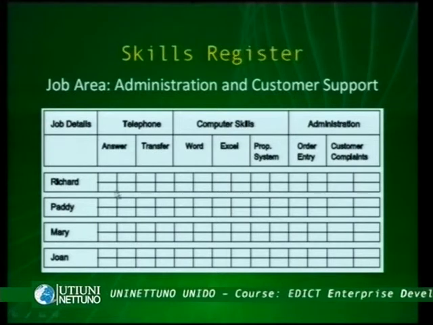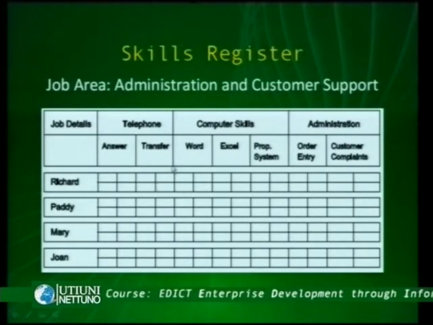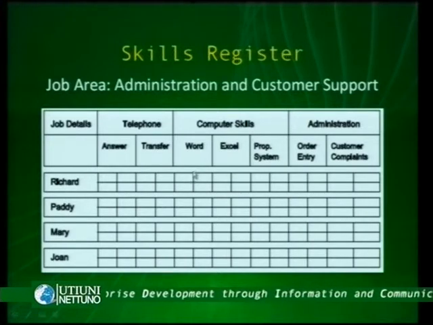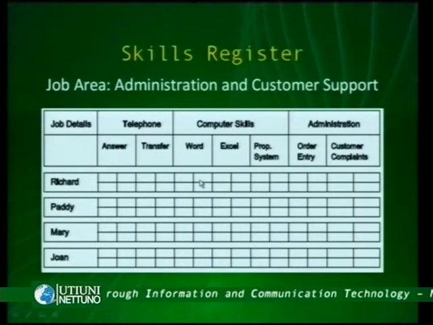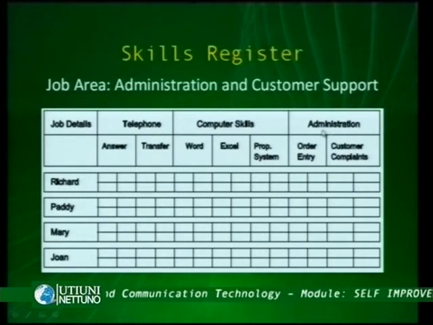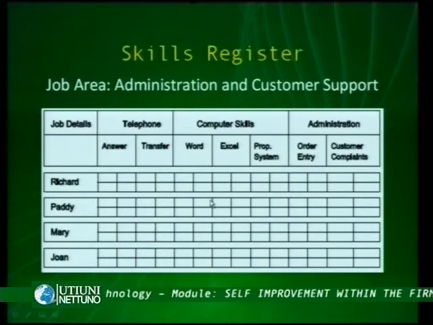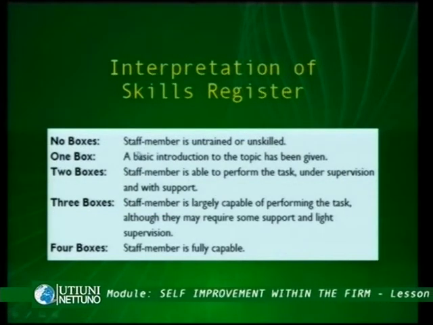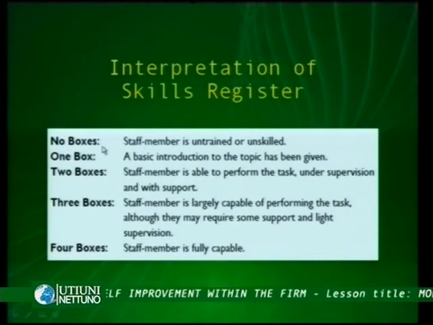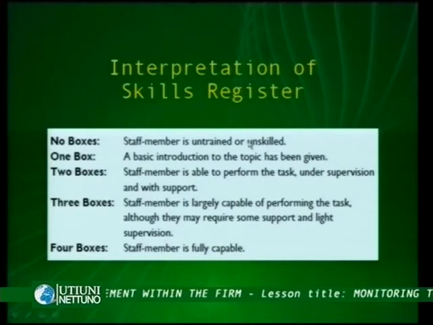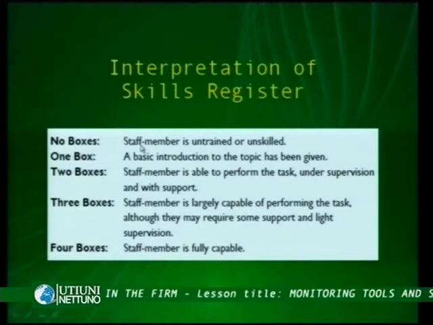We can now use this sheet to fill in these 4 boxes, 1, 2, 3, 4, for each of the key learning points. 1, 2, 3, 4 for transfer, 1, 2, 3, 4 for word and computer skills, to allow us to get a picture of how capable our people are in the use of these particular skills in these key business areas that they need to be capable in. To try to explain it a little bit further, if the 4 boxes are empty, the staff member is untrained or unskilled. This is how we interpret the Skills Register.